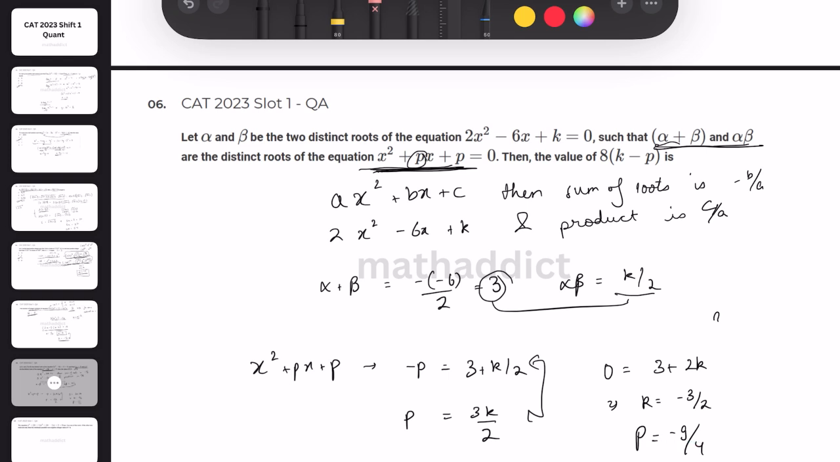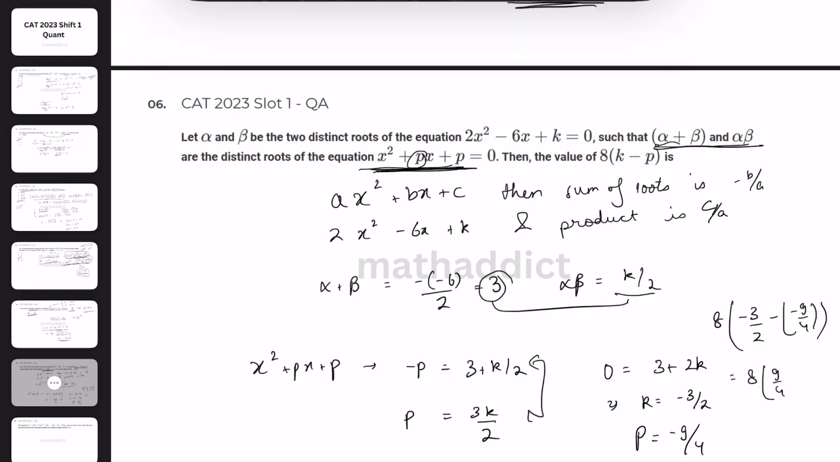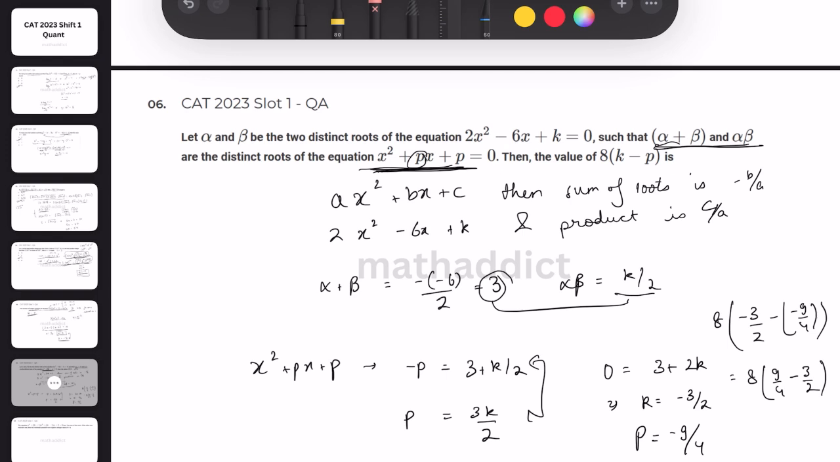So 8 into k minus p is equal to 8 into 9 by 4 minus, which is 8 into 6 by 4. No, 18 minus 6 by 8. So which is 6. So the answer is 6.